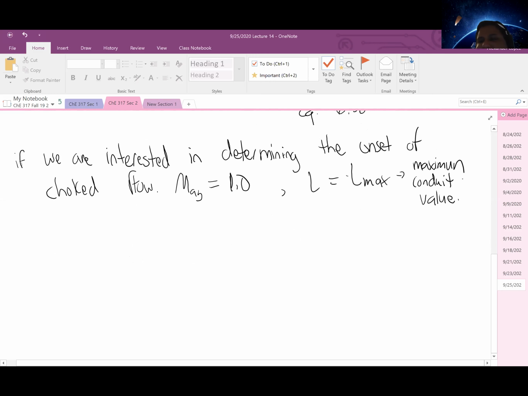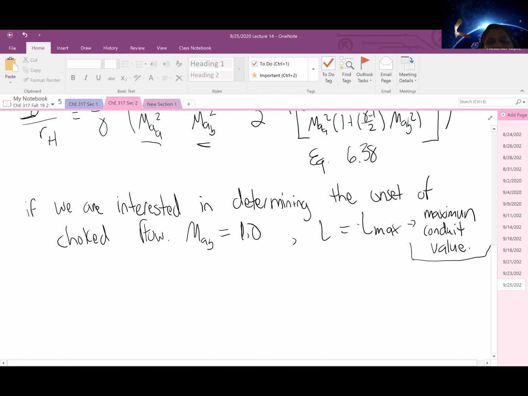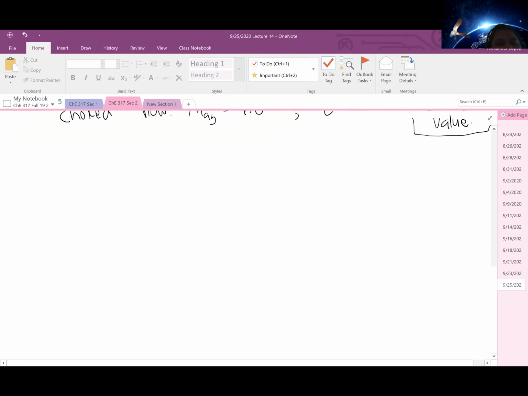And in this case, what we're literally looking for is if we have a large pipeline system, it's a good way to identify where the onset of choked flow occurs so that you can know where to put pumping substations to ensure you don't have choked flow within your system. And so if we set Mach number B equal to 1, we plug it into 638, we get the following expression here.